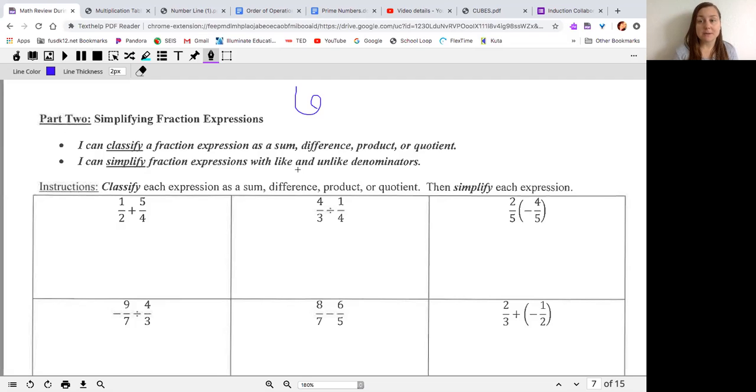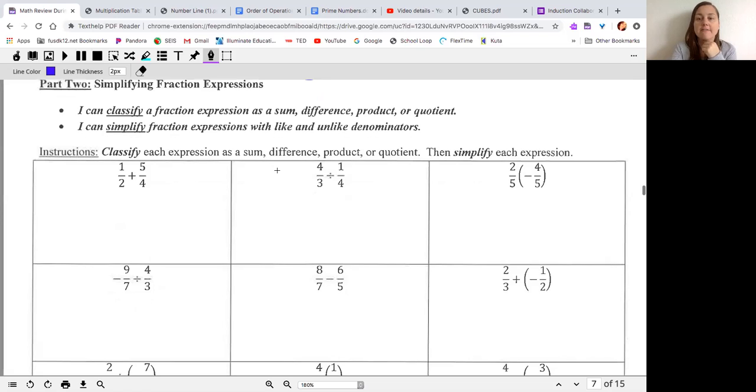Sometimes the bottom numbers will match. Sometimes they won't. And what makes this tricky is that we have all of them. Sums and differences are solved similarly. Products and quotients are solved another way, and they are all mixed together. So I really need to make sure that I'm paying attention to the signs.